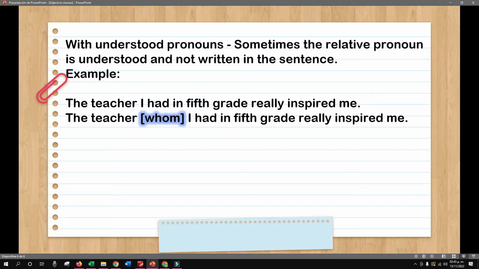Ya se sobreentiende de lo que ustedes están hablando en la oración, entonces no es necesario que utilicen un relative pronoun en este caso, ¿verdad? O sea, en este caso es whom, porque estamos hablando de the teacher, una persona, ¿verdad? Pero como en la oración se sobreentiende de qué personas están hablando, entonces no es necesario a veces colocar el relative pronoun.